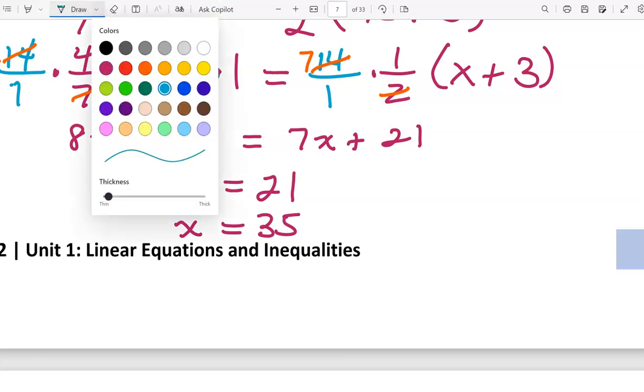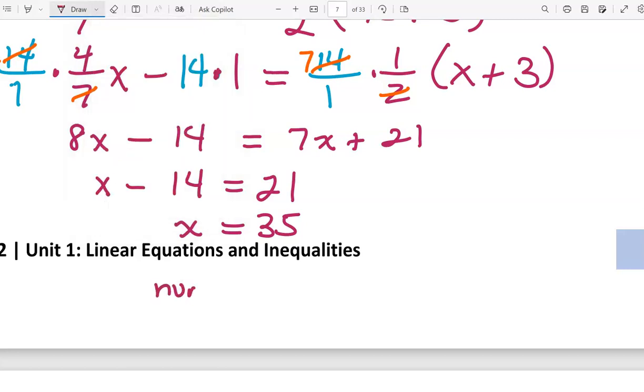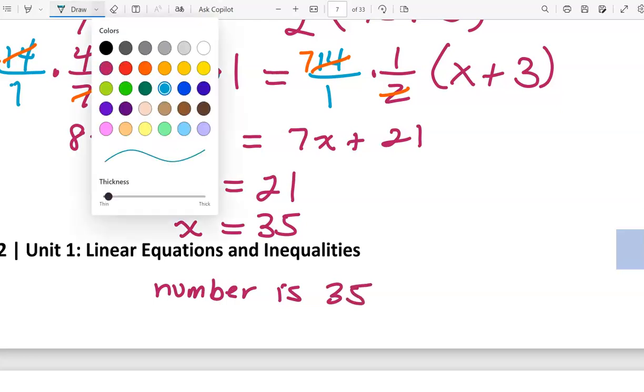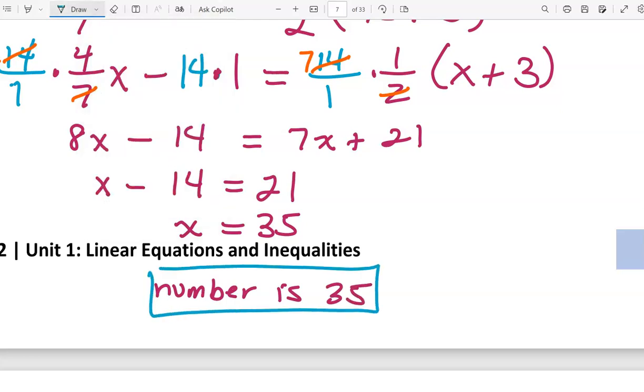And so the number was what x represented, which is 35. And sometimes when we solve for x, we don't get the answer to the question. In this case, we did, since x represented what we're trying to find.